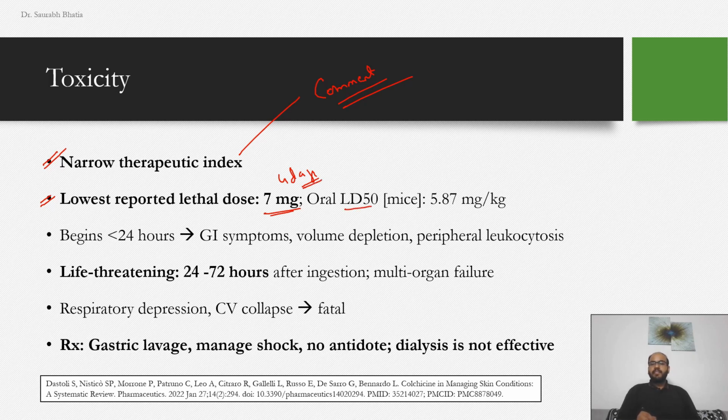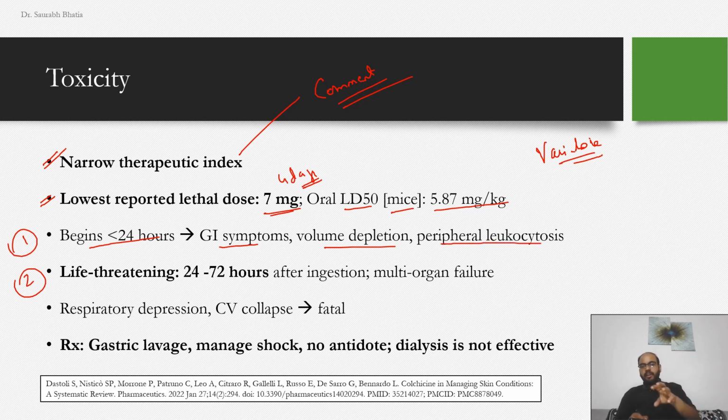Okay. The LD50 dose in mice, that means the oral dose required to kill 50% of a mice population, was found to be 5.87 milligram per kg. And of course, these kinds of doses are not available for the adult population because of variable bioavailability. So a dose which is tolerable by one patient can be easily lethal in another one. Okay. Now there are essentially two stages of colchicine toxicity. The first begins in less than one day and starts as GI symptoms like nausea, vomiting, diarrhea, volume depletion because of increased fluid loss, and peripheral leukocytosis.